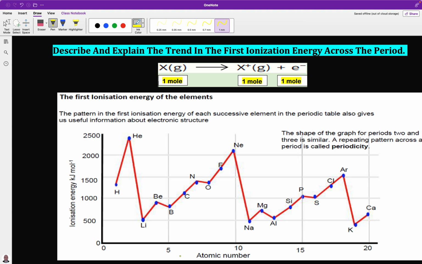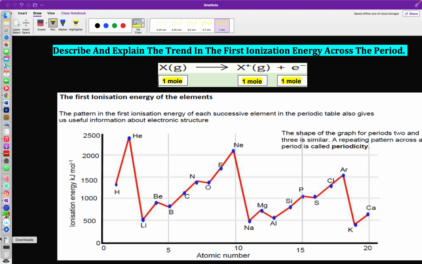We call it a property because the ionization energy has a repeated pattern across the period. There is a general increase from lithium across the period. There is a general increase from sodium across the period. So that is why we call it a property.